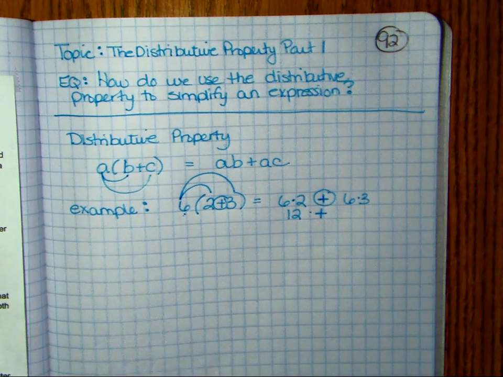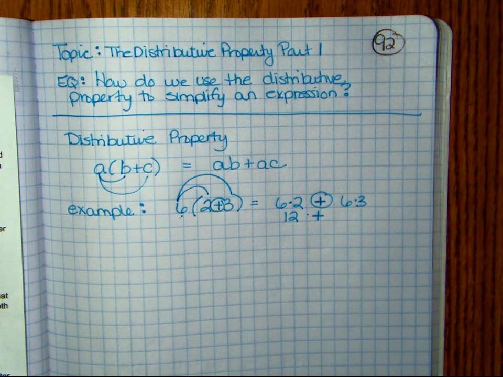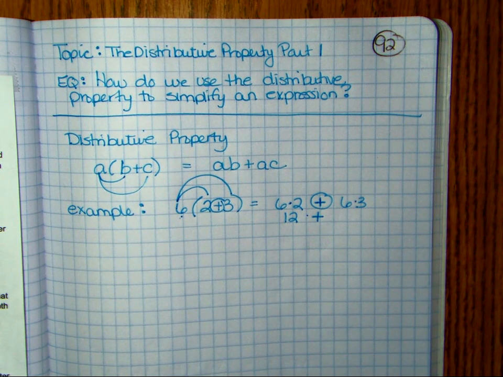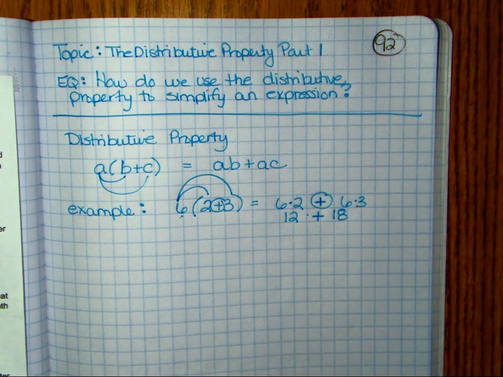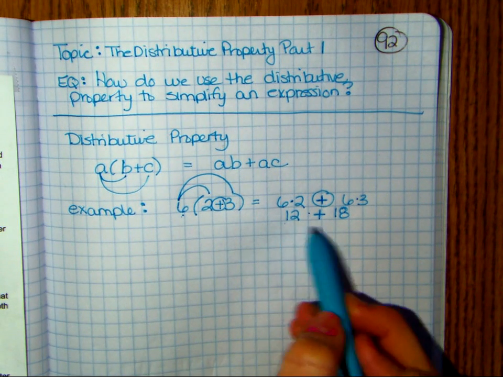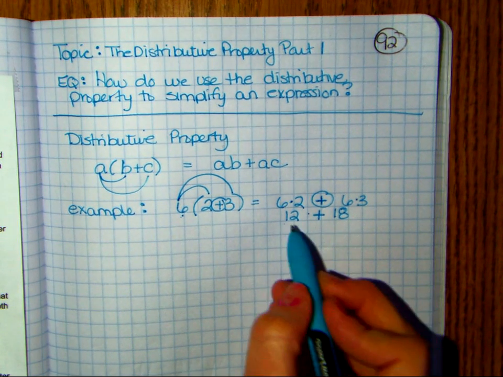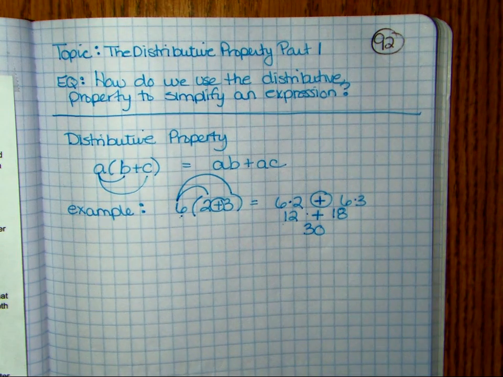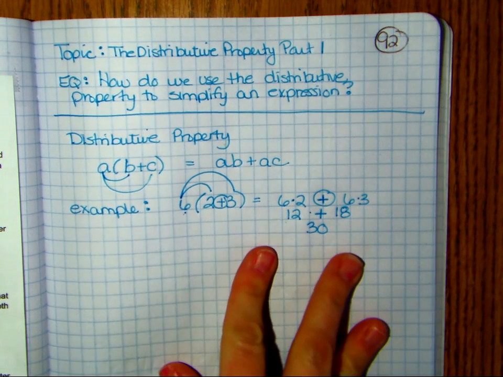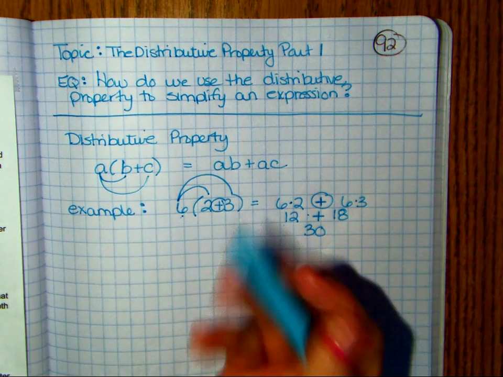There you go. So, like I said, I've got the 6 times the 3. So what is that, class? 18. Okay. So now I've got 12 plus 18. When I add 12 and 18 together, I get 30. So that is a way that we can solve using the distributive property, or evaluate with the distributive property.